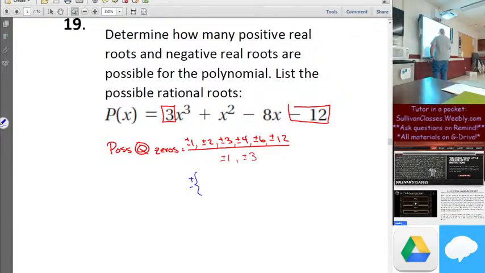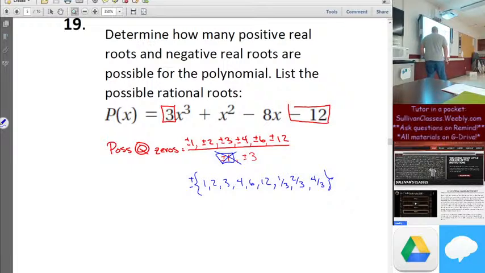So we're going to take all this stuff over 1. 1, 2, 3, 4, 6, 12. Then I'm going to take all that stuff over 3. 1/3, 2/3. I'm not going to write 3/3 because that's 1 and it's already here. 4/3. 6/3 is 2, I already got it. 12/3 is 4, and I already got it. So that's just my list. So that's all my possible rational zeros.